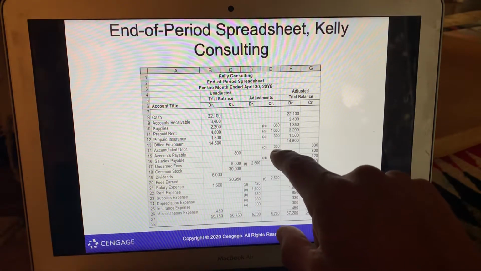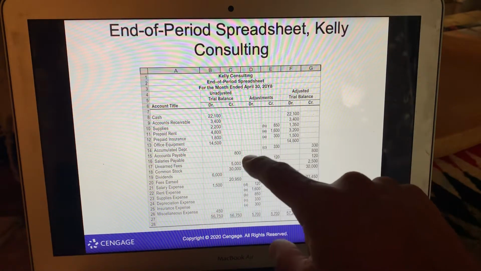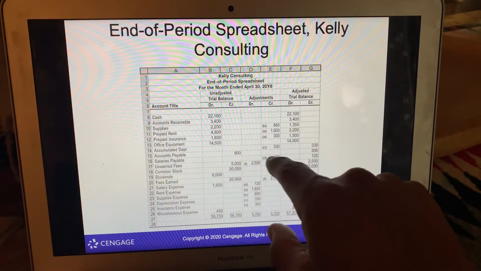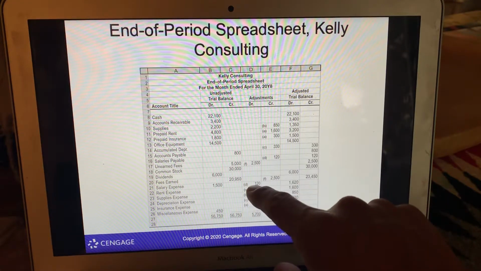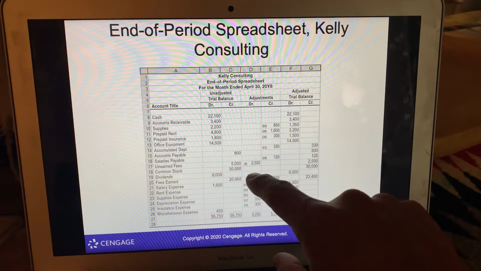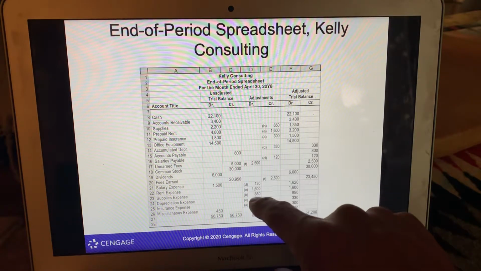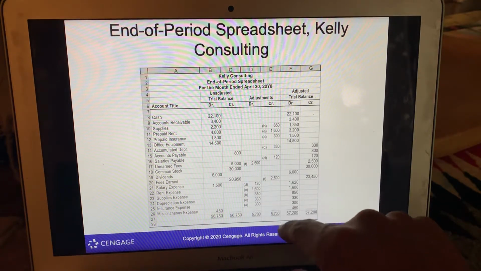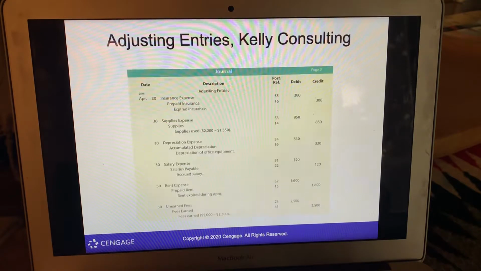Our accumulated depreciation for our office equipment is 330. Our accounts payable stayed the same. Our salaries payable, we did pay a salary of $120 that goes onto our expense. And then let's see, so these are all of our adjustments. So these are some of the fees that we had, some of the expenses that we had. So then these are our adjusted trial balance. So they still balance with 57,200 and 57,200.